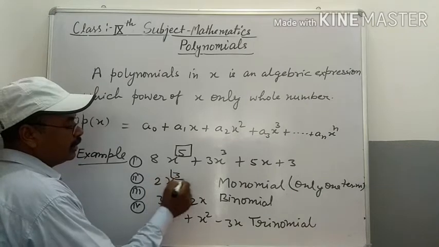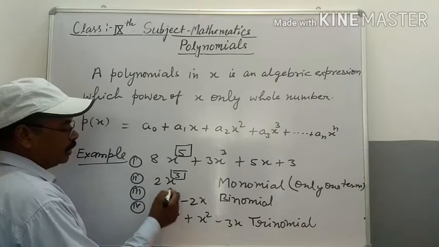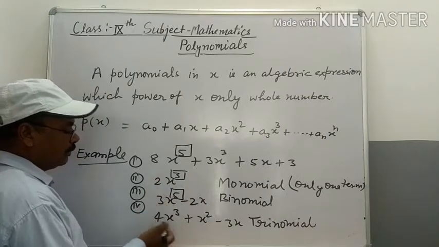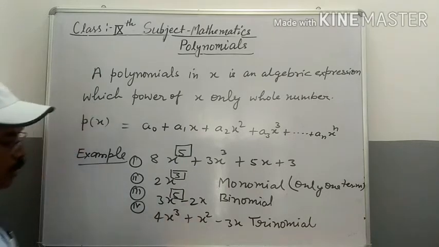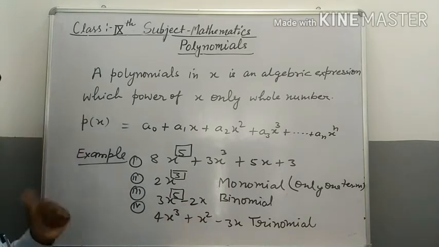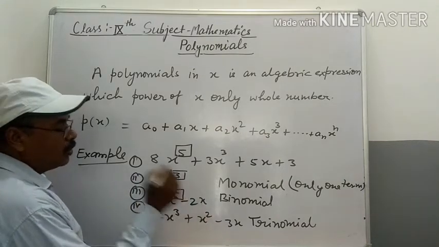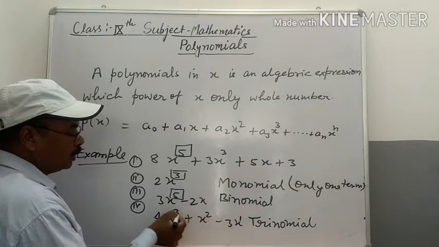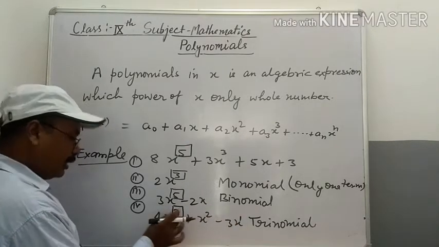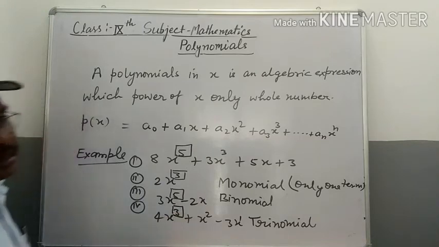In the monomial, the degree of the polynomial is 3; here the degree of the binomial is 5. It means, students, to find the degree of a polynomial we first select the powers of x, the highest power of x. Here 1, here 2, here 3, the highest is 3. That 3 is the degree of the polynomial.